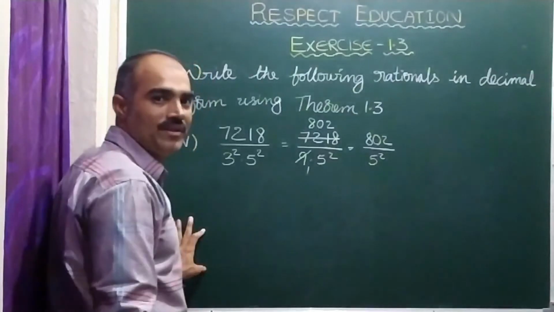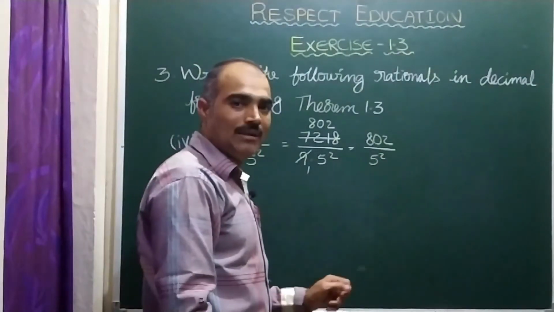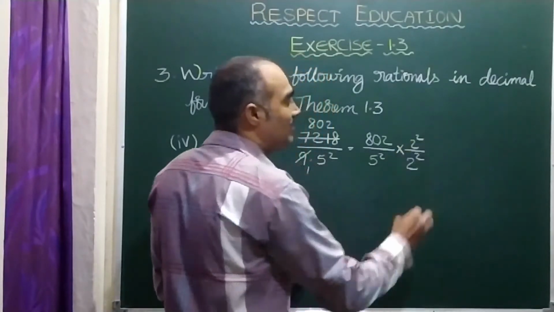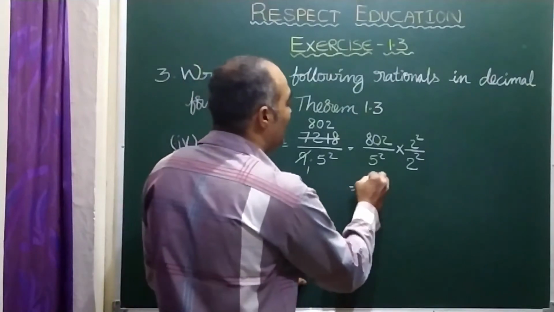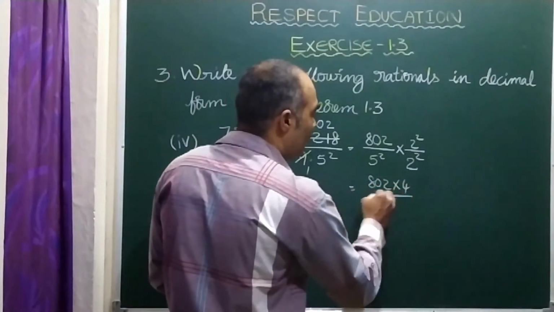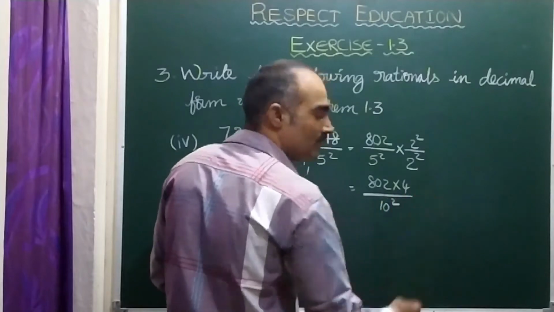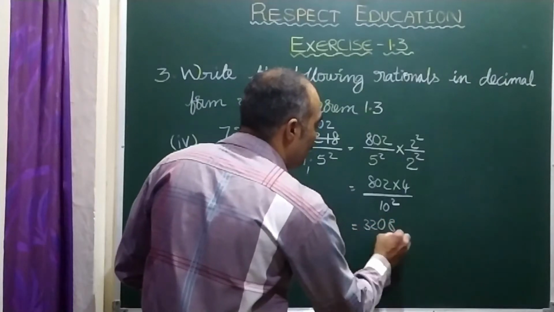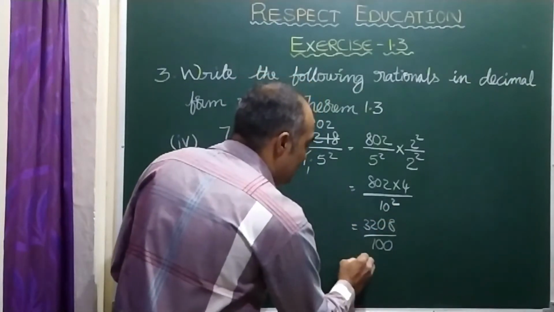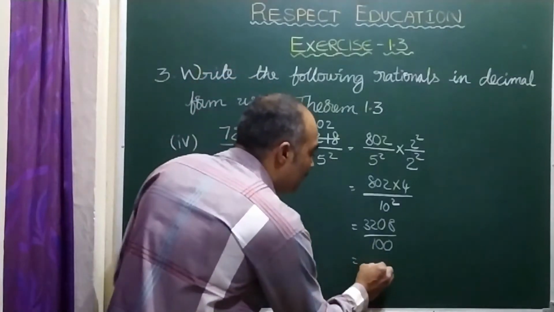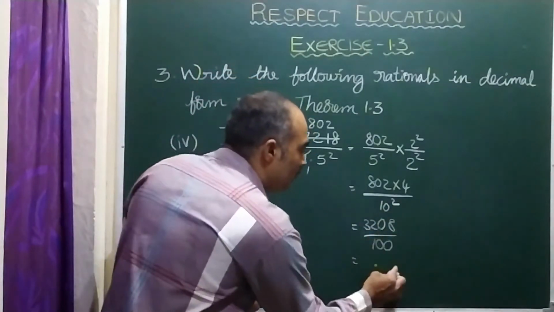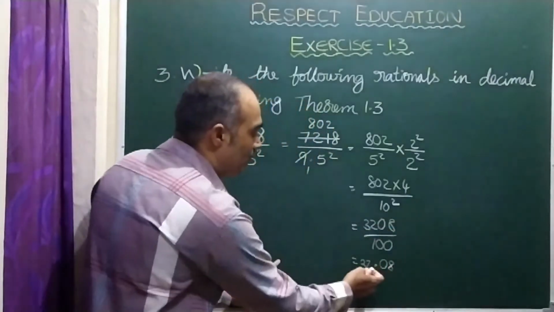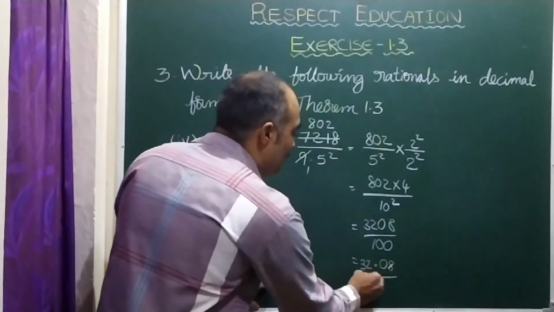Now no cancellation. Now what you need to do? 5 is there 2 times, so immediately 2 also needs to come 2 times. So multiply and divide with 2 square. Then 802 into 2 square, which is 4, by 5 2s are 10, so it is 10 square. Let us do the multiplication: 4 2s are 8, so 3208 upon 10 square, which is 100. See here, in 100 2 zeros are there, so after the point 2 numbers should come, the last 2, and the rest will be adjusted. So 32 we can write before the decimal. So this answer is 32.08.